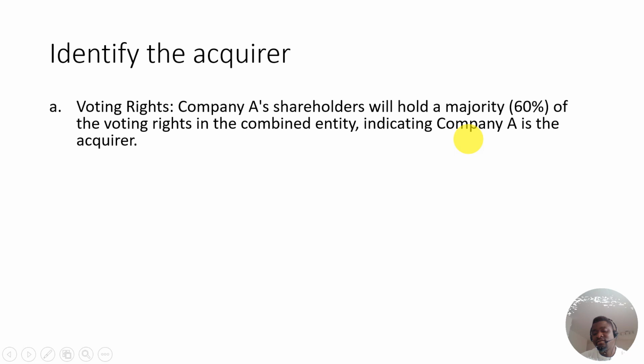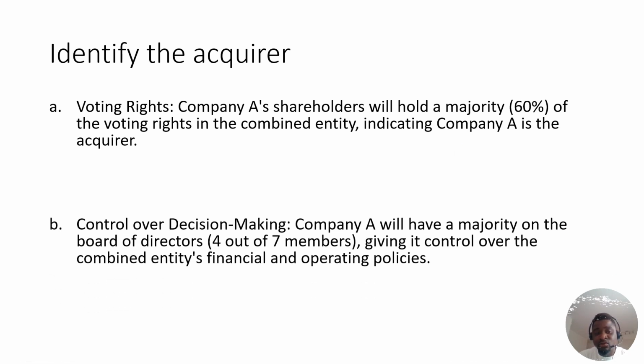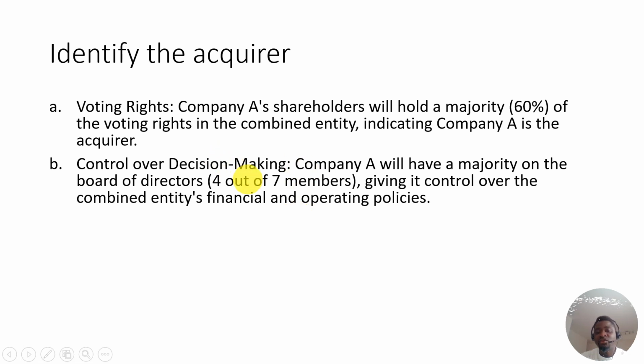Looking at that instance, let's look at another angle to it. Control over decision making. Who controls the decision making process in the board? We have 7 members in the board, and we could see that company A has 4 members out of 7. So they have the majority in the board. So it means in that decision making process, company A will also control the board.